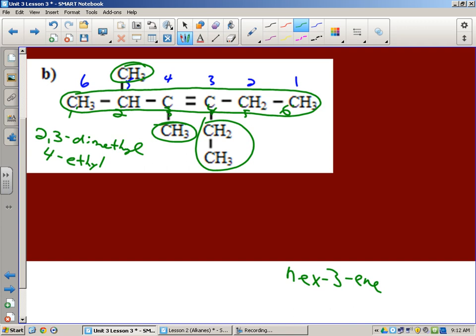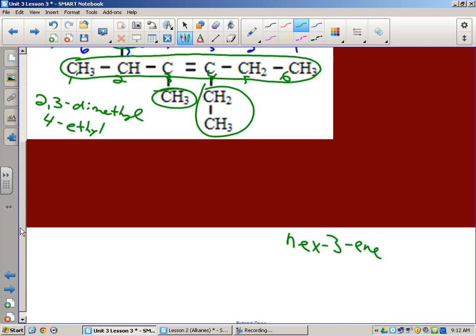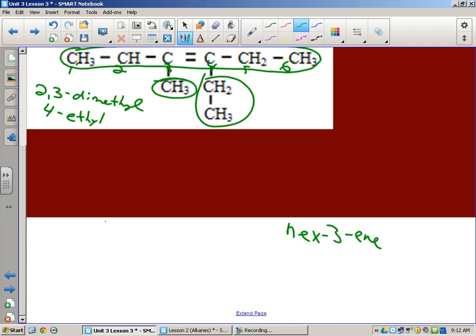Alphabetically, of course, now, right? So there is a lot of little things here, guys, that you need to worry about. 4 ethyl comes first, because ethyl comes before methyl. And 2,3 dimethyl. Hex 3-ene. Okay? Is what you need to have for that one there.